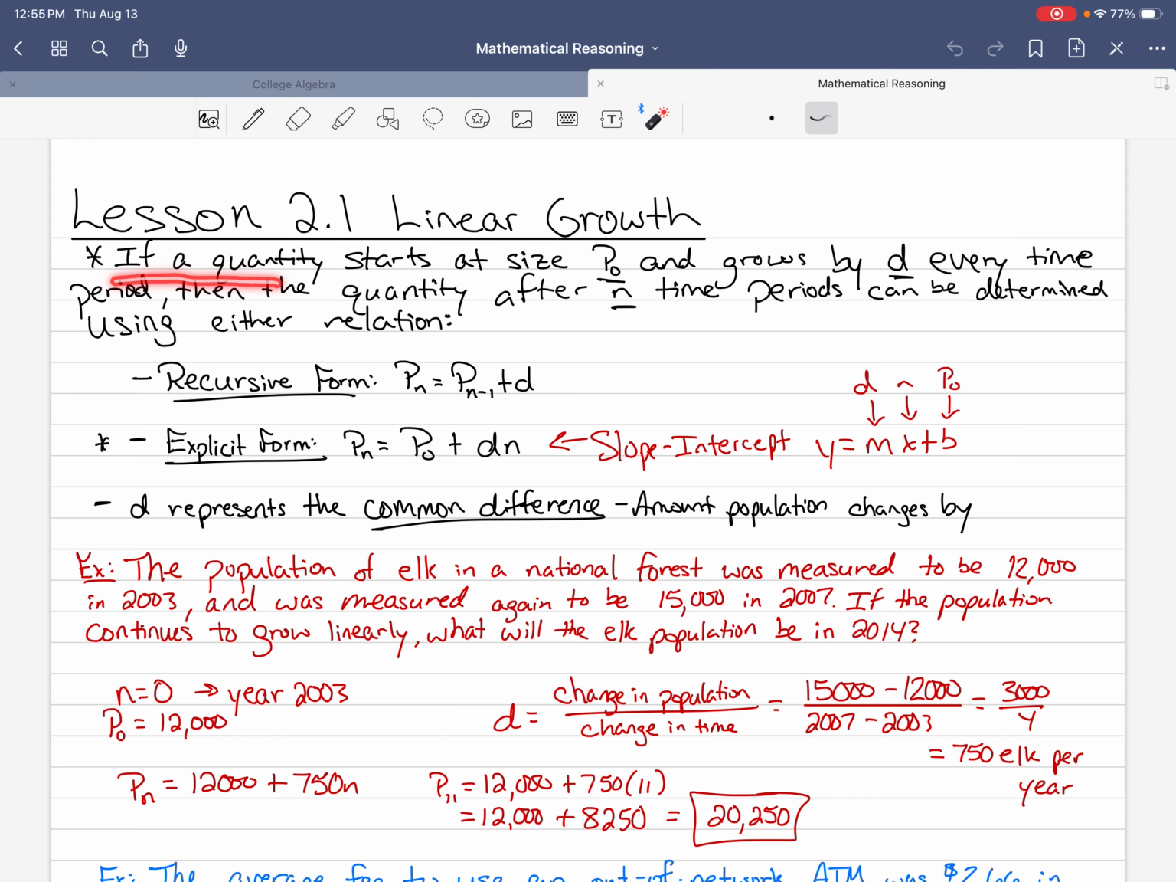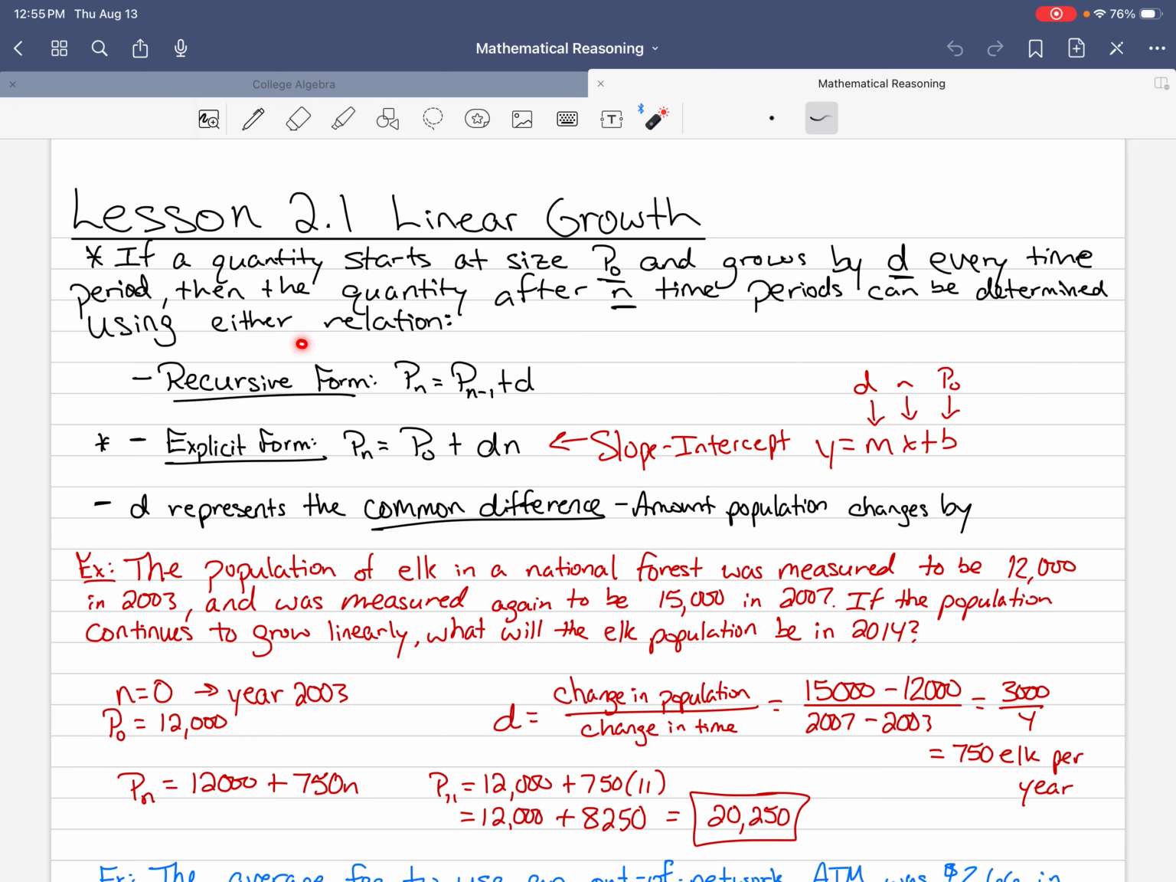If a quantity starts at a size of P naught, this is P with a subscript of 0, and grows by D, which is going to be our difference, every time period, then the quantity after N time periods can be determined using either relation.